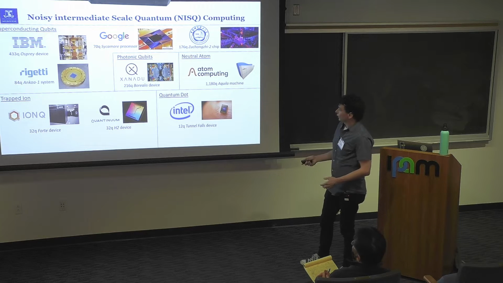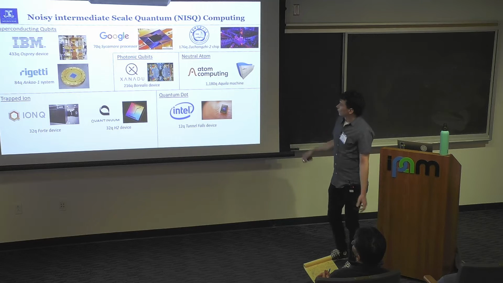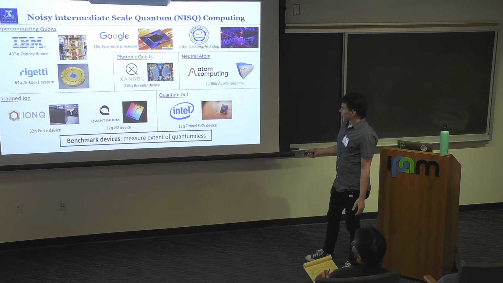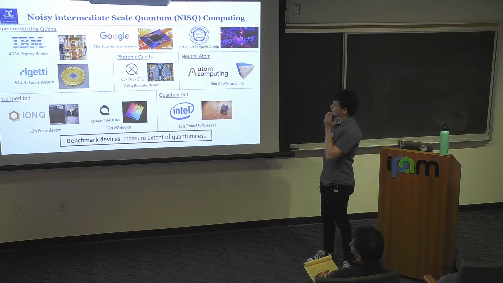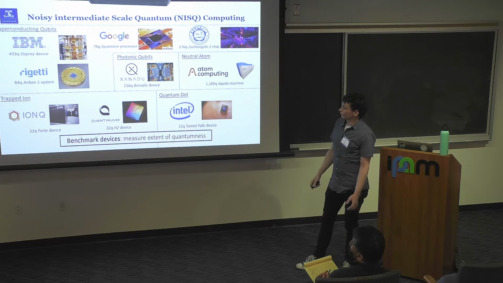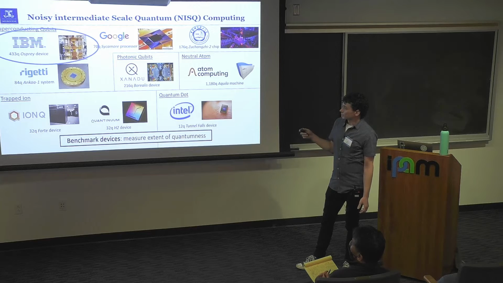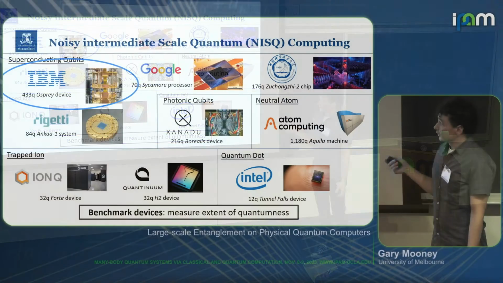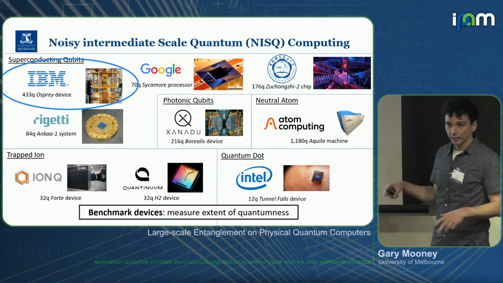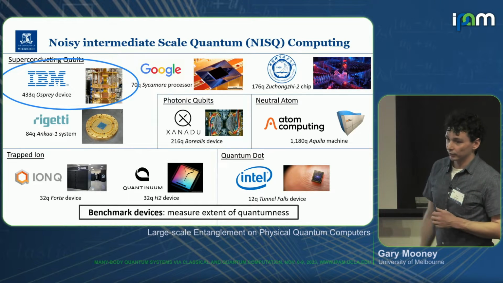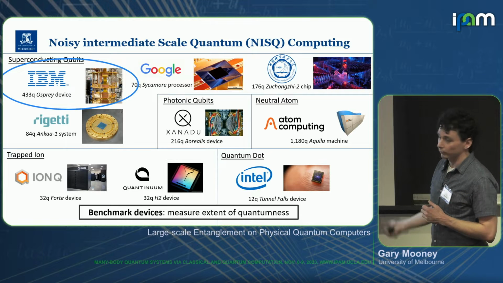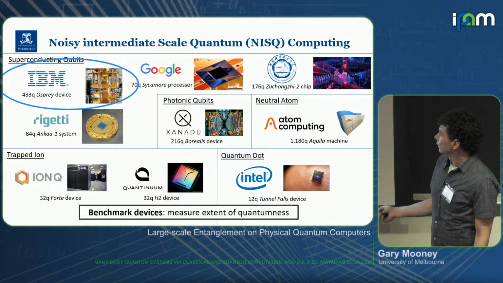So with all these devices coming up, we're looking at ways of benchmarking them to see how quantum these devices are, because just having the number of qubits isn't really saying too much, because most of them might not be working very well. And so at the University of Melbourne, we've established an IBM Quantum Hub there, so we get access to the IBM devices. This talk is going to be mostly focused on those.